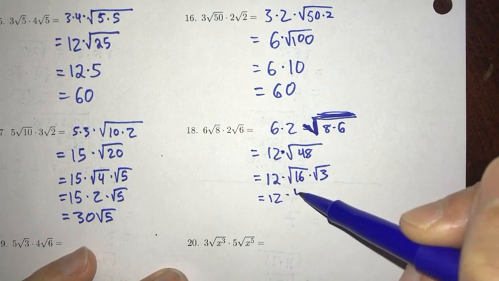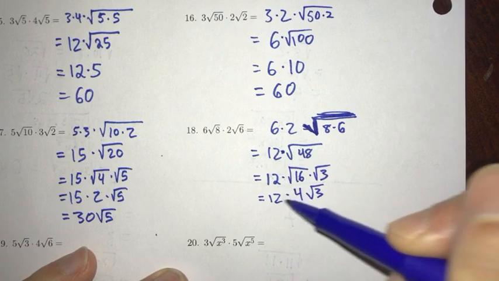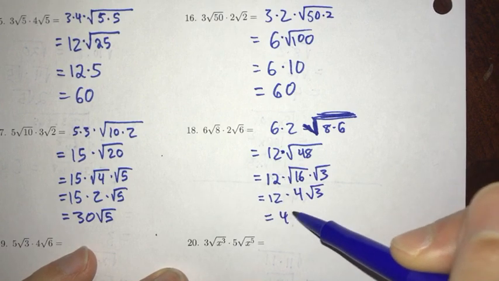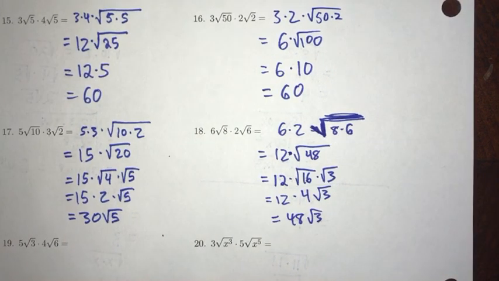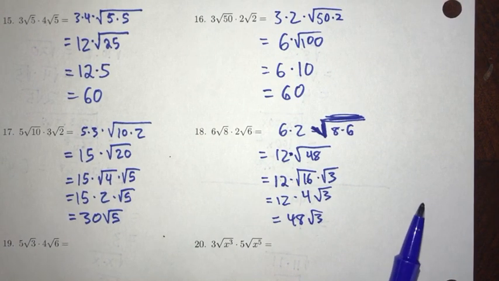If I do the square root of 16, that's 4. And 12 times 4, these numbers on the outside, I can multiply: 48 root 3. I will leave these ones here for you.